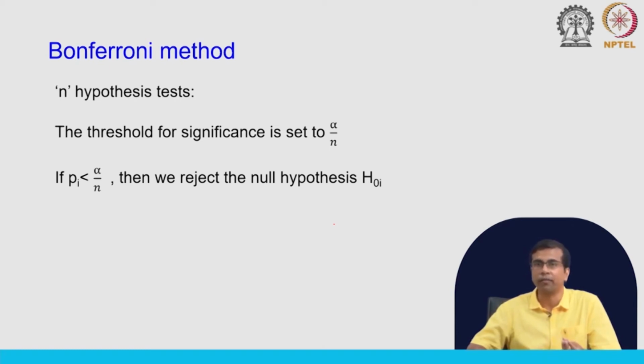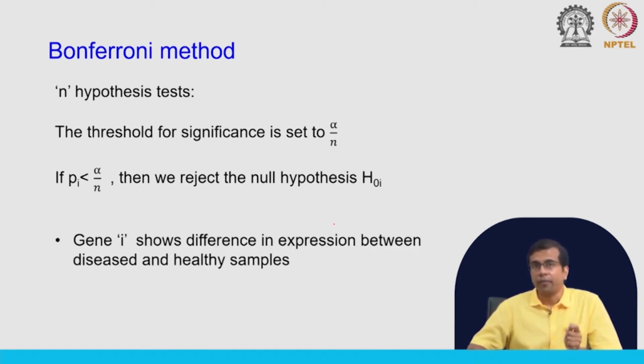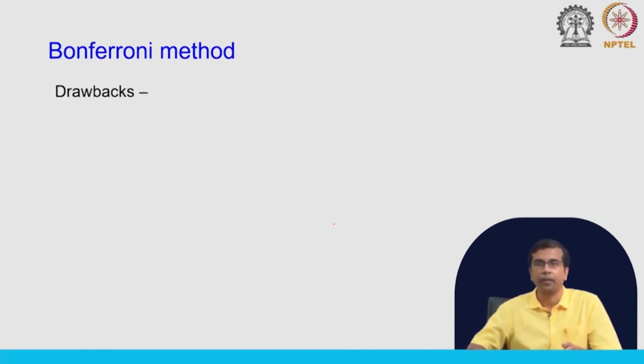We have lowered this cutoff now, instead of alpha we have made this alpha by n. And this will again depend on the number of tests that we are doing. So, if you are doing 100 tests, this would be alpha by 100, if you are doing 1000, this is alpha by 1000. And if we can reject this null hypothesis H0i, then we can call this gene i to be differentially expressed between diseased and healthy samples. For example, if you are doing this for disease versus healthy comparisons. Again, this is just an example, you can have a similar idea.